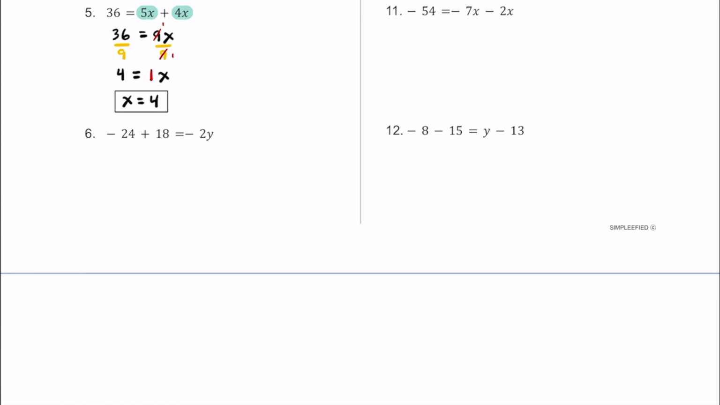Checking our solution, if we substitute in 4 for x on the right side, 5 times 4 is 20, 4 times 4 is 16, so 20 plus 16 does equal 36.